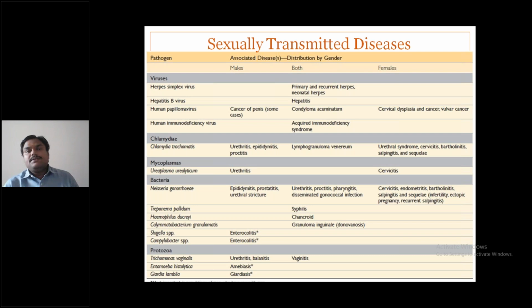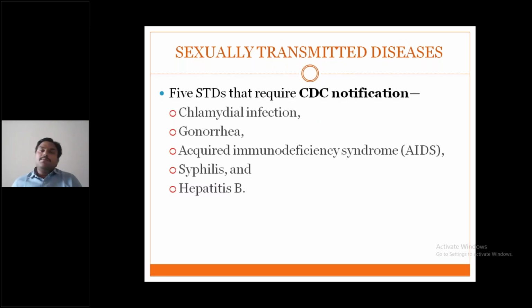What is important? One more important point I want to tell is that there are five sexually transmitted diseases that require CDC notification. CDC is nothing but the Centers for Disease Control. These are the five sexually transmitted diseases you have to notify. One is chlamydial infection, second is gonorrhea, third is HIV, fourth is syphilis, and fifth is hepatitis B. So these are the STDs you have to notify.